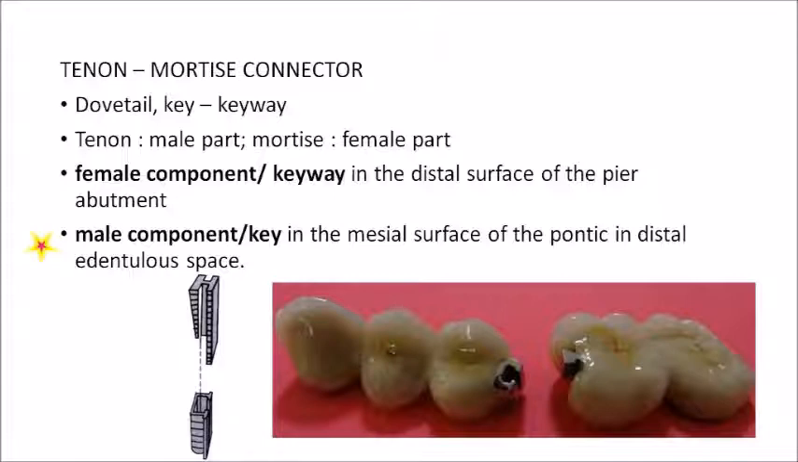For the tenon mortise connector, the female component, that is the mortise, will be placed on the distal surface of the pier abutment, and the male component will be placed on the mesial surface of the pontic in the distal edentulous space. For a pier abutment, there will be mesial and distal edentulous spaces, and we are concentrating on the distal edentulous space. So the female component will be placed on the distal aspect of the abutment or the retainer, and the male component will be placed on the mesial surface of the pontic.